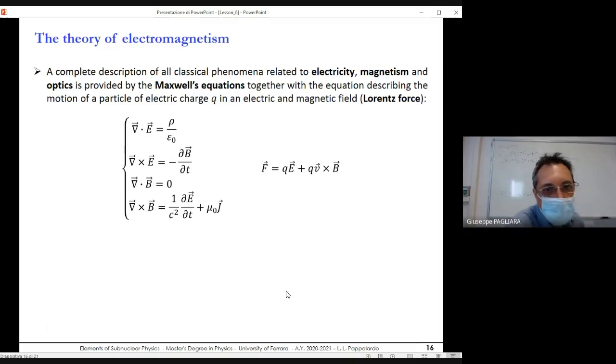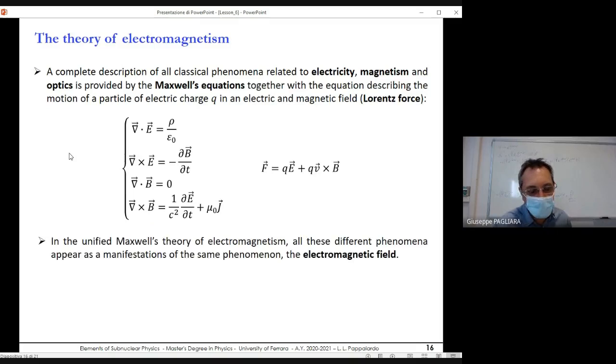So, a complete description of all classical phenomena related to electricity, magnetism, and optics, as you know, is provided by Maxwell's equations, together with the equation describing the motion of a particle with electric charge in an electric and magnetic field. That is the Lorentz force. So this set of 5 equations essentially provides you all the information you need to describe any electromagnetic phenomena.